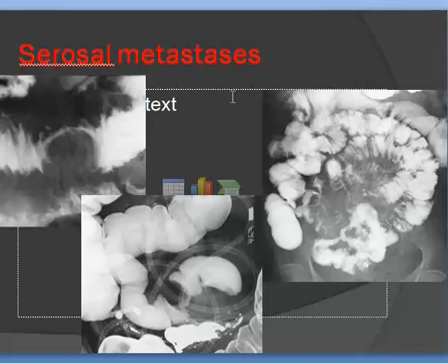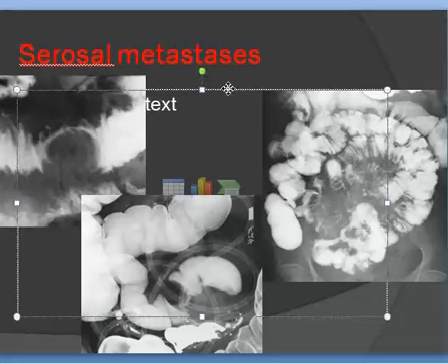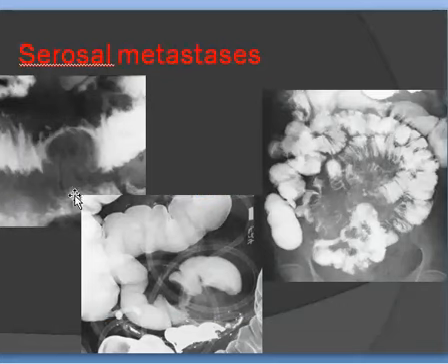Now serosal deposits, appearing here as a bulge, or here as segments of narrowing, non-filling, and separation, and here as another bulge. This serosal metastasis can occur from ovarian or pelvic malignant lesions, or come from gastric carcinoma with seeding.